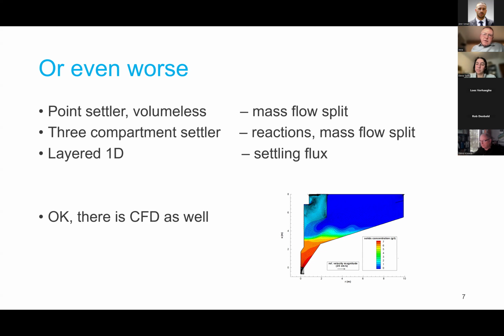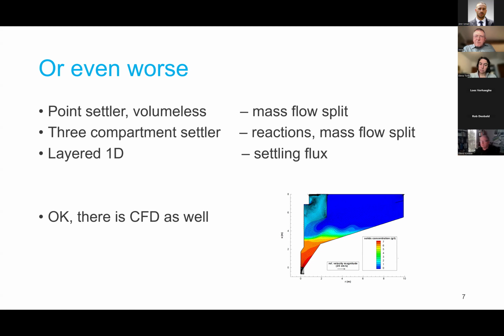It has a center feed valve, the clear liquid, and the blanket. And that already includes the reactions, but it still does not include the settling flux. And then, of course, we have this layered 1D clarifier that we're going to be talking about. And the reason we're using these variations is the general approach to modeling.